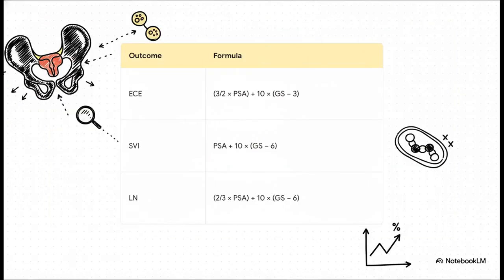Now, once you've actually detected the cancer, you need to estimate the pathologic risk, and you need to do it fast. You are definitely going to want to just commit these Roach formulas to memory. They're your absolute best friend for rapidly estimating the risk of extracapsular extension, seminal vesicle invasion, and pelvic lymph node involvement. They mathematically mash up the PSA level and the Gleason score to spit out a percentage risk. And that number directly dictates your target volumes when you're doing your radiation planning.